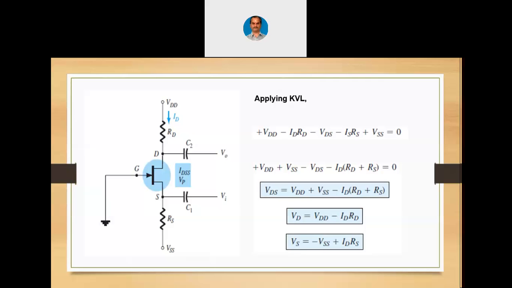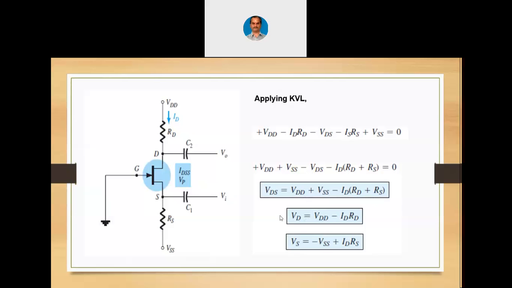Now applying KVL to the whole loop, what we can write is VDD minus IDRD minus VDS minus ISRS plus VSS equals 0. That is because VSS will be having a negative terminal connected to this resistance RS. Now we can simplify this as VDS equals VDD plus VSS minus ID into (RD plus RS), because the source current and the drain current are going to be the same.